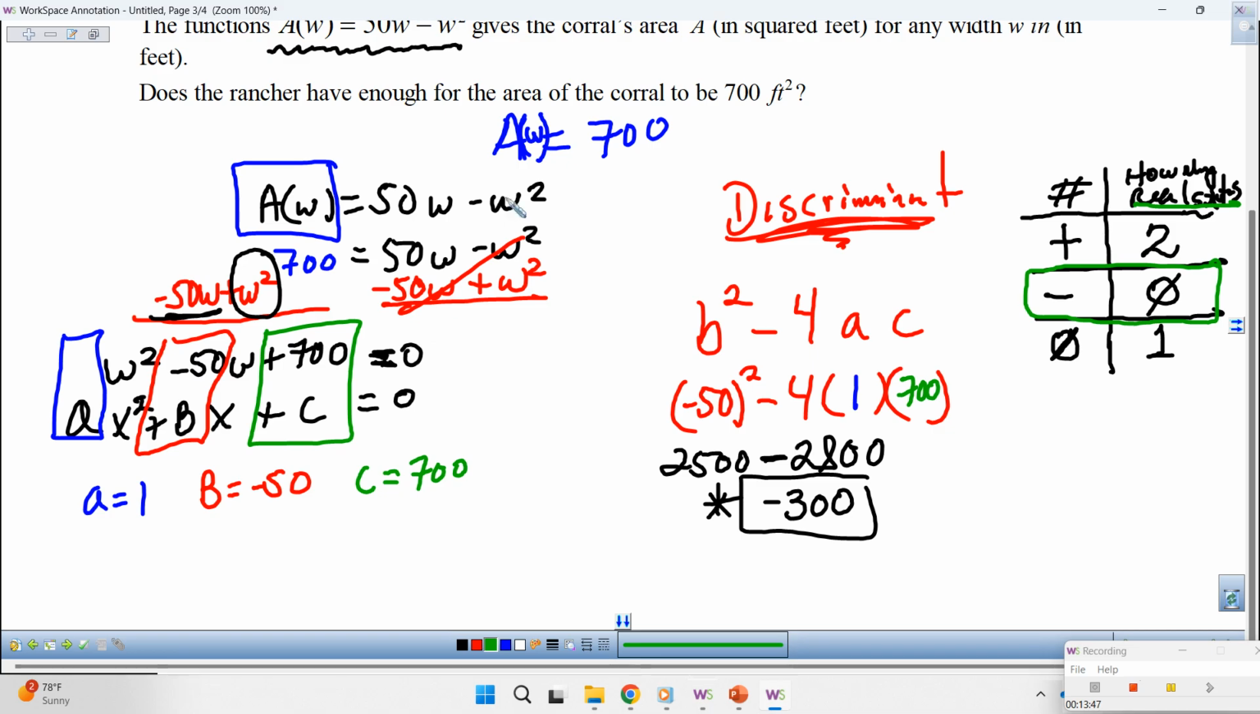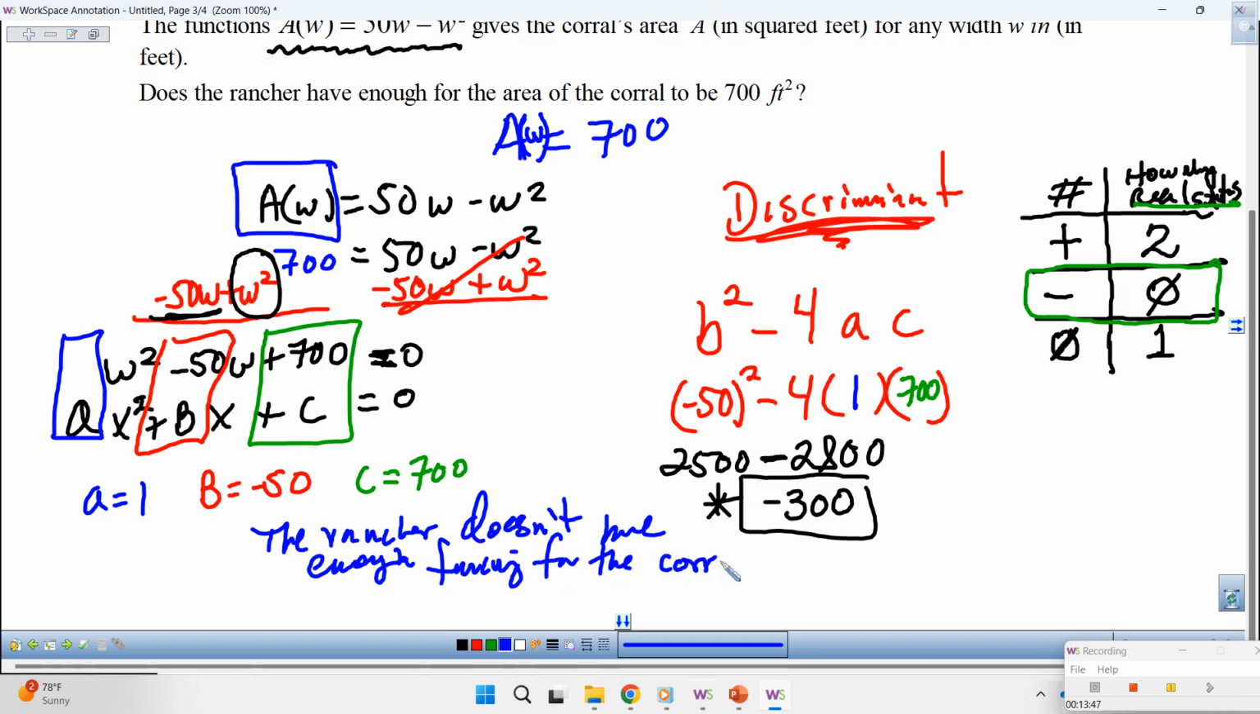None. Is that correct? So then for this problem, let's answer the question first. What does it say? Does the rancher have enough for the area of the corral to be 700 feet? No, so you would write, the rancher doesn't have enough fencing for the corral. And then here, guys, all you have to do is write no real solution.